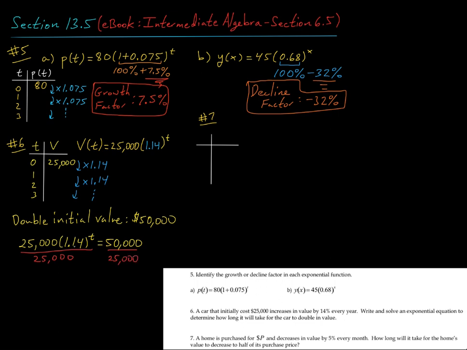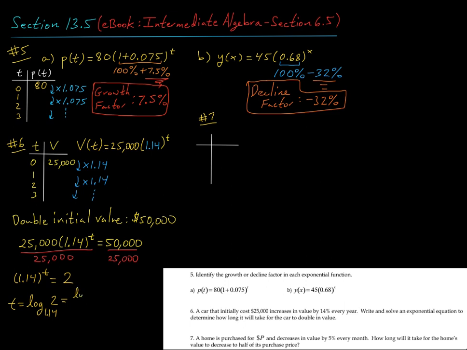And on the left, that's just going to leave us with 1.14 to the t power. And 50,000 over 25,000, that's just 2, right? We've doubled the value. Okay, so now this is an exponential equation, so let's rewrite it in logarithmic form. So t, the exponent, is the logarithm, and this will be a log base 1.14 of this number 2.